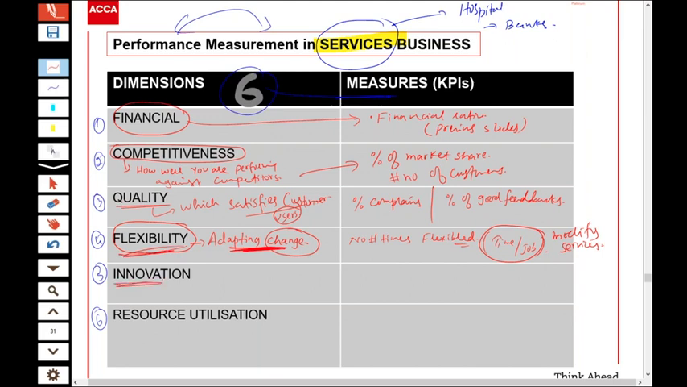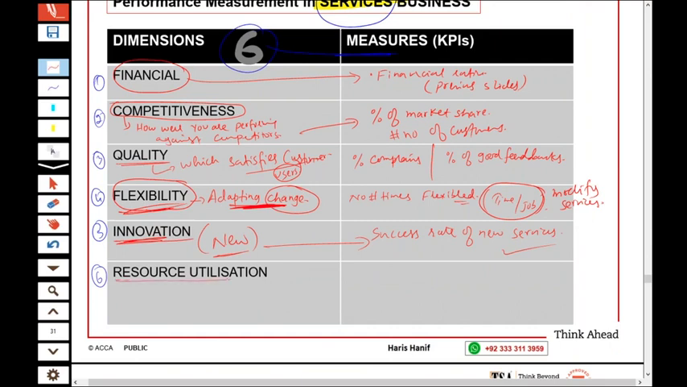Next, innovation. What do you mean by the term innovation? Innovation is something new. And how will you measure something new? That is the success rate of new services. Success rate of the new services. And you also know what the innovation we had covered in the balanced scorecard.